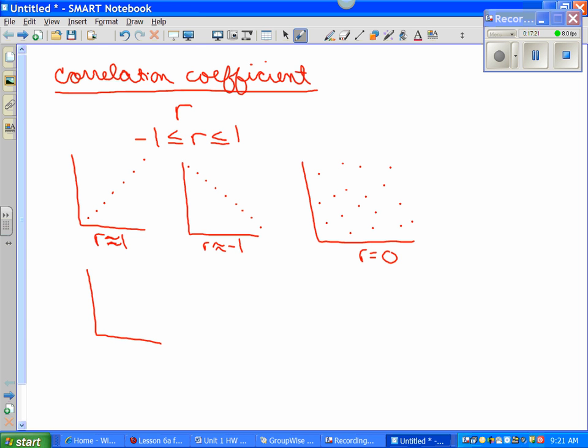So can we use decimal values? Absolutely. So what if I have something that looks like this? It's positive, yeah. Is it going to be closer to 1 or to 0? It's going to be closer to 1 because it looks like I could put a line through there and still get pretty close to my data values, right? So let's say this is about, I don't know, 0.75. And it doesn't have to be perfect. You're just going to guesstimate it, okay?